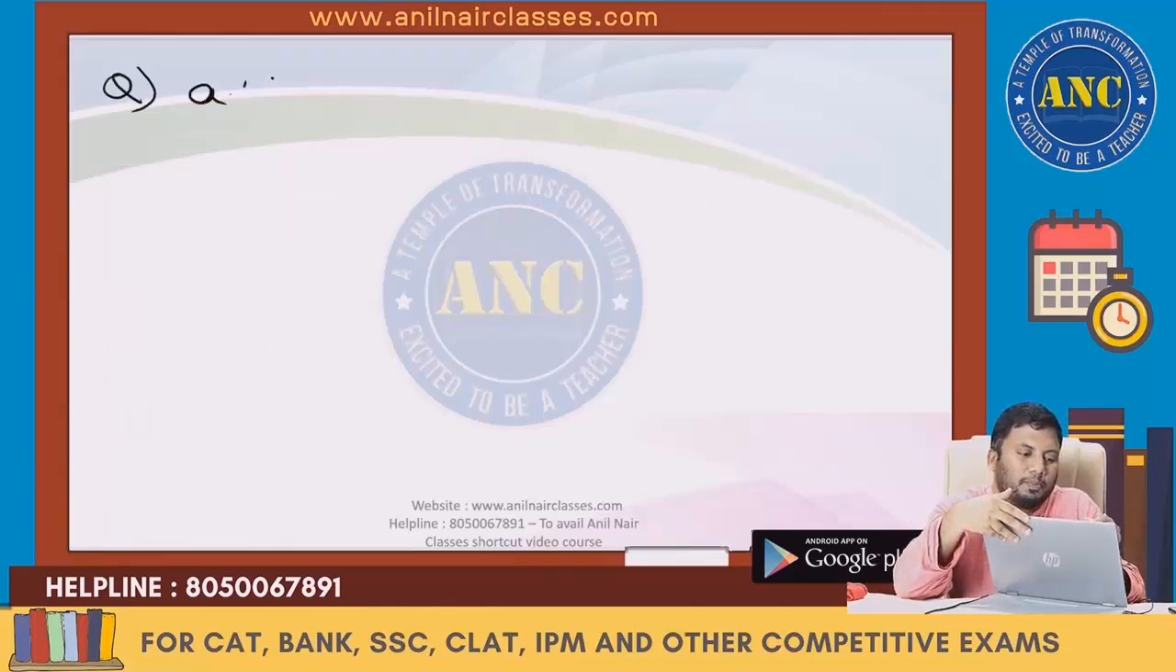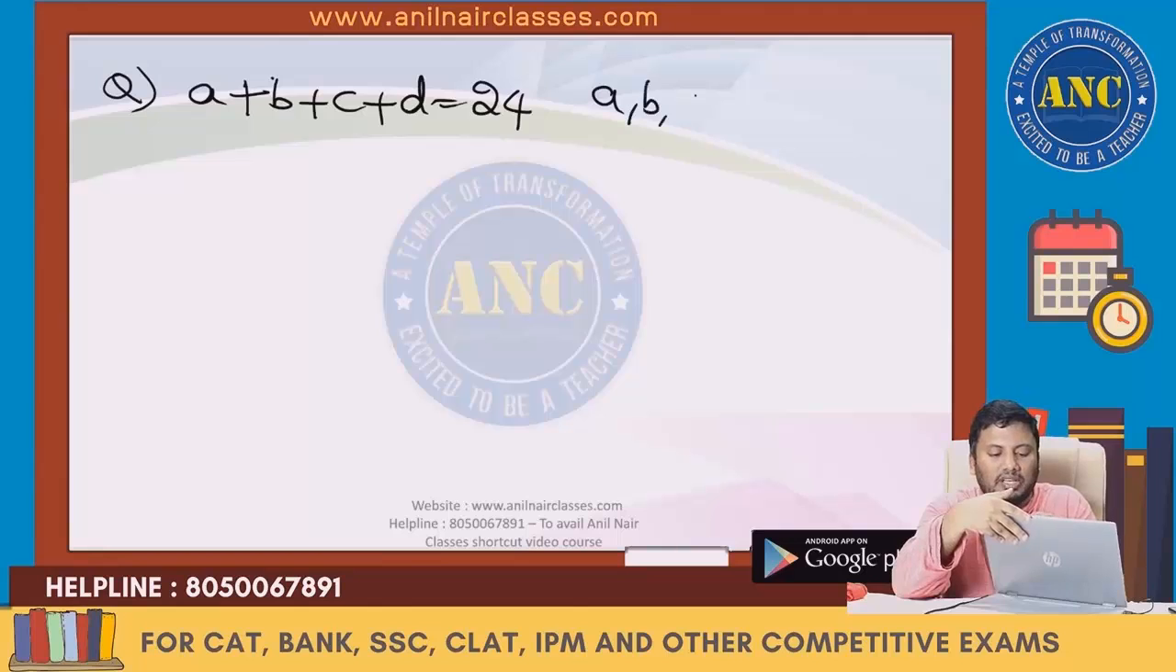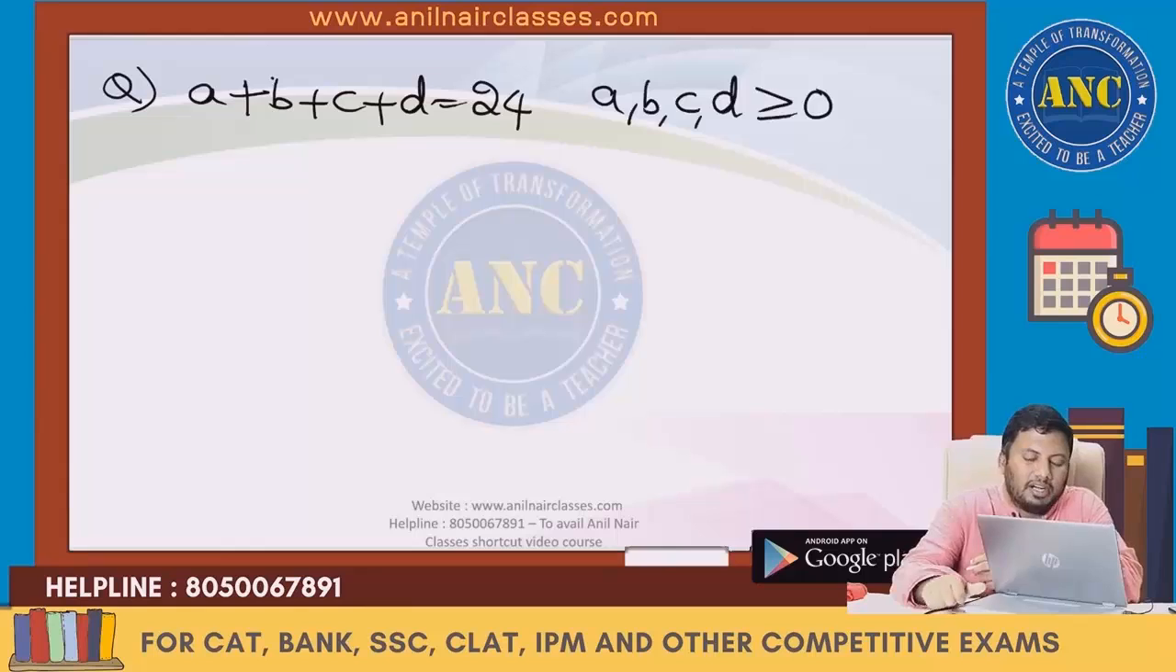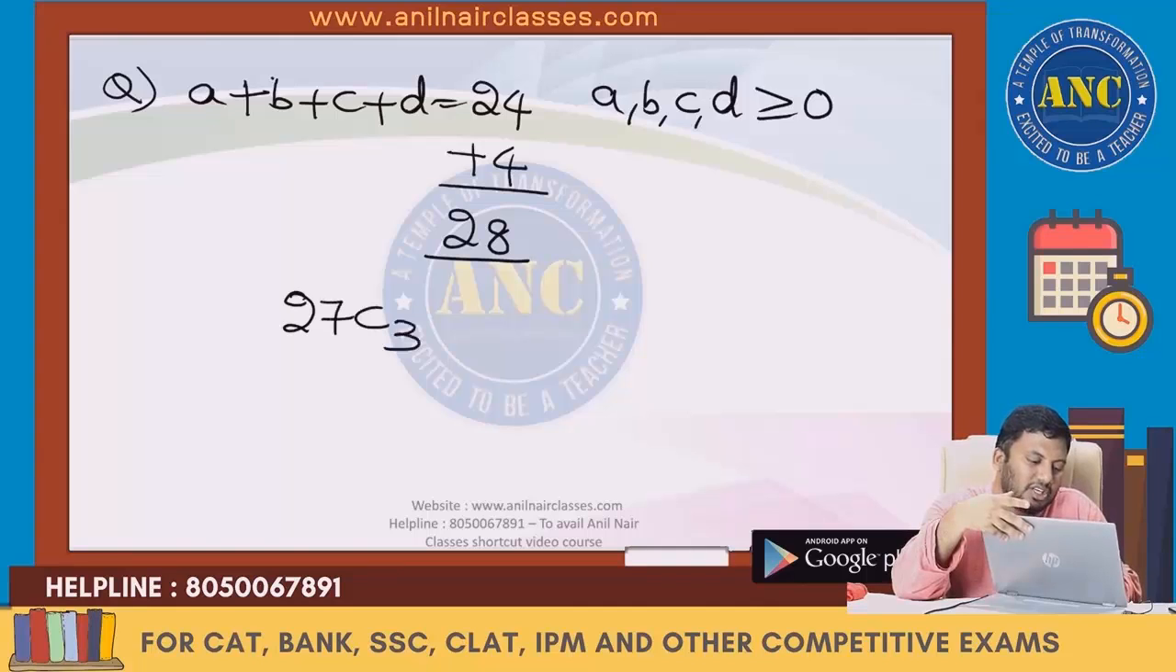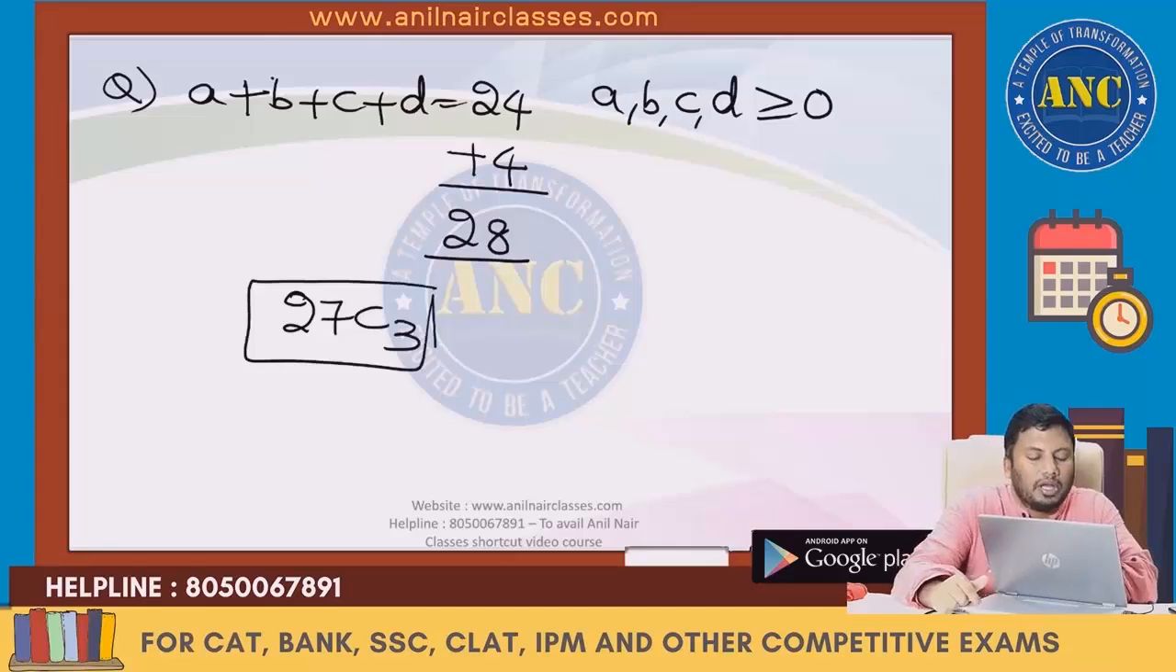A plus B plus C plus D equals 24. A, B, C, D are greater than or equal to 0. Every value is starting with 0. I need 1, so add 1, 1, 1, 1. 4 is added. 24 plus 4, 28. Answer is 27C3. I hope it is very clear to you. If it is 0, add 1.